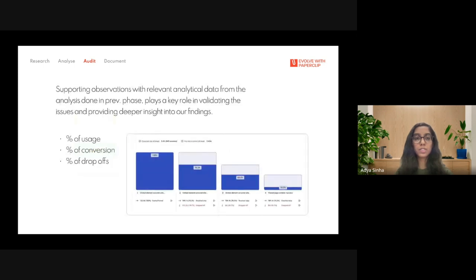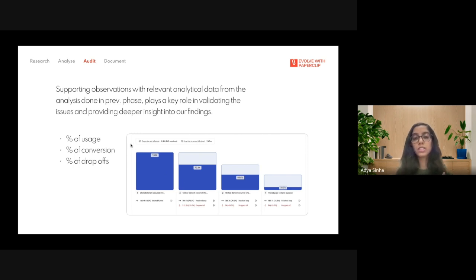With all the observations, supporting them with relevant analytical data can play a key role in validating the issues and providing deeper insight into our findings. For example, the data you can support your observation with could be percentage of usage, percentage of conversion, percentage of drop off, or even average engagement time discovered during the analysis phase. To give you an example, here is funnel data where, as mentioned earlier, funnel exploration gives us drop-offs and conversions at each stage of the user flow.